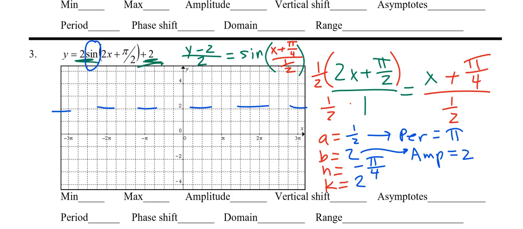You'll crack up laughing and go, I cannot believe it. Yes, it's on the points on the graph. The sine function contains that point HK. Negative pi over 4, 2 is actually one of the coordinates on the sine graph. Yes.